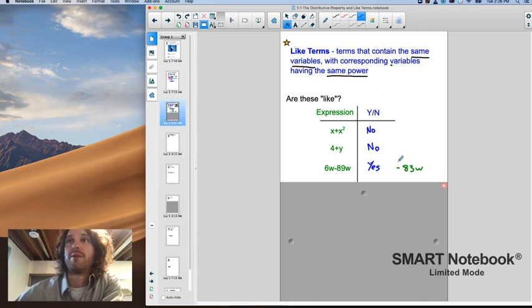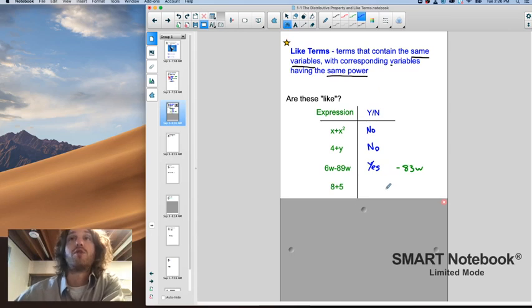Okay, so yes, this can be simplified. This expression, they are like terms, so it can be simplified. 8 plus 5, those are both constants. And so yes, these are like terms. So we can add them together and we get the answer 13.